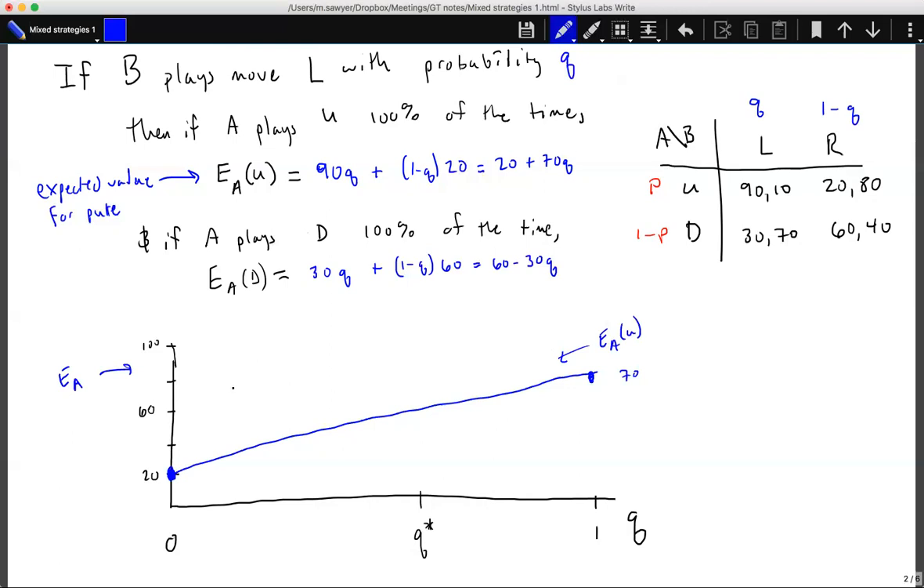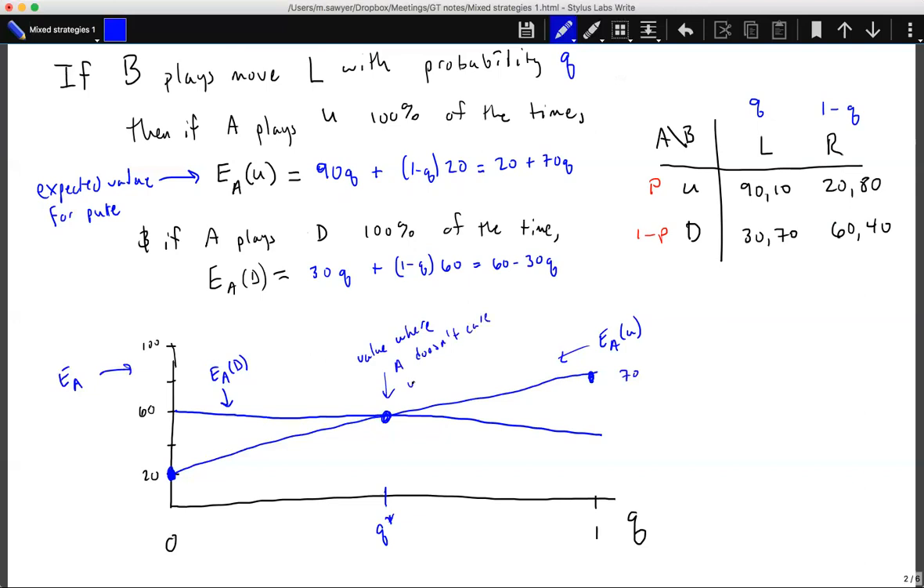It increases. Now the expected value for A, as it decreases, we look at the other line here. This is our expected value for A if A only plays down. And what we're really interested in here is this intersection point, and we call this Q star. This Q star point is the value where A doesn't care which strategy to play.